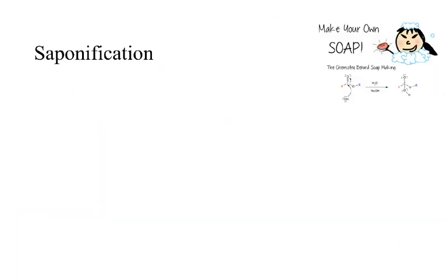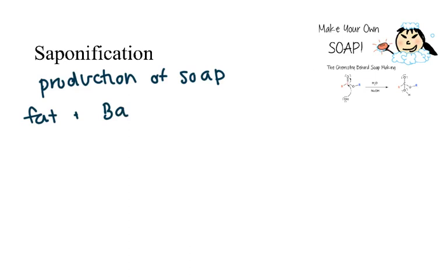So saponification. So yes, this is the production of soap. So it is a fat combined with some kind of base, and it gives us an alcohol and soap.